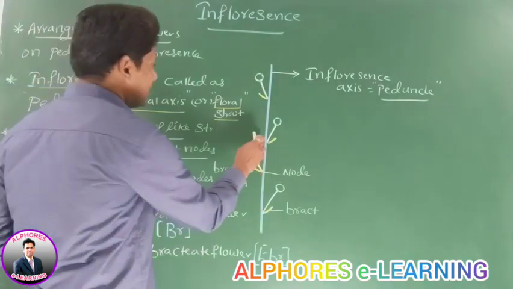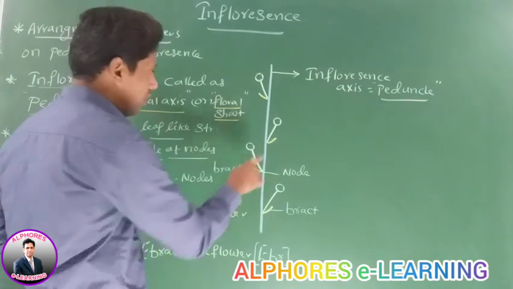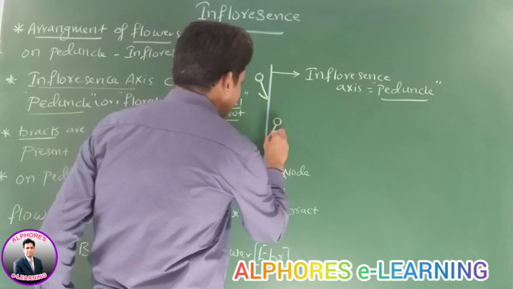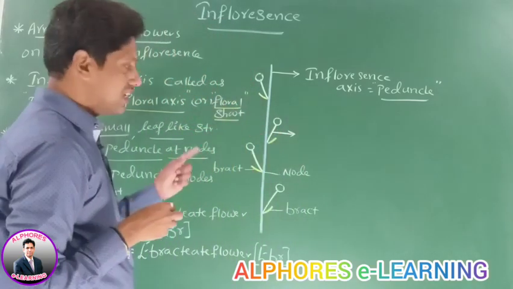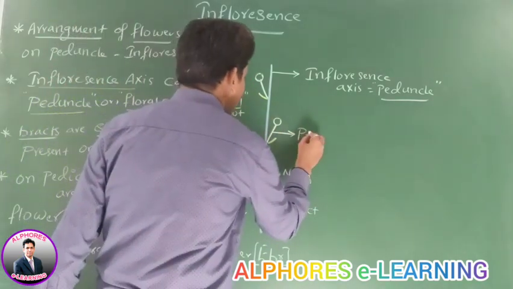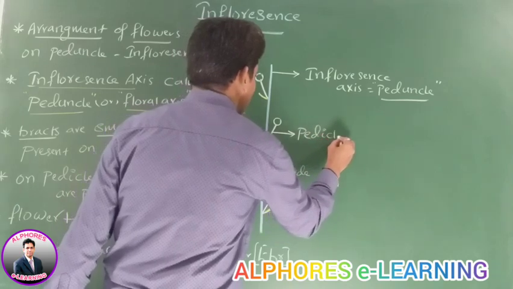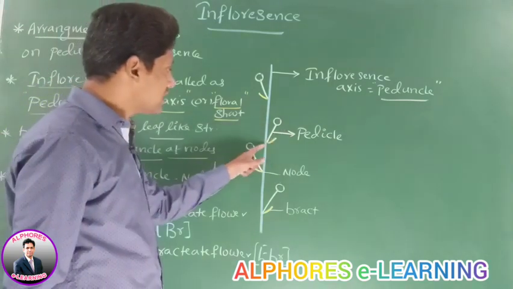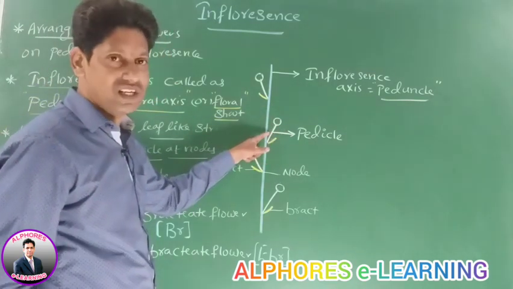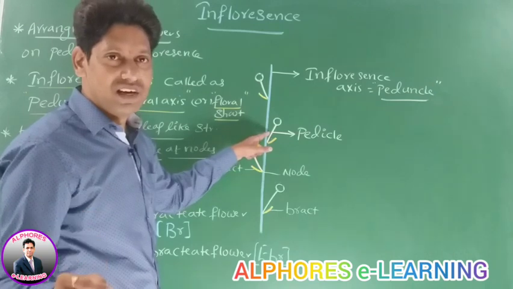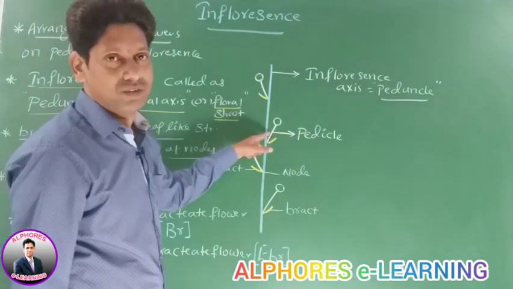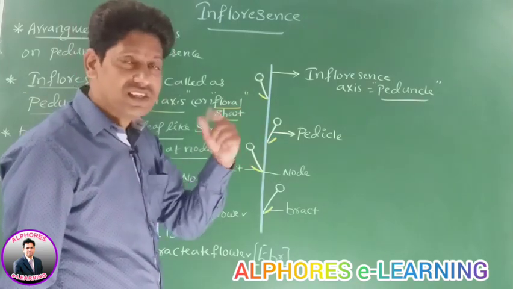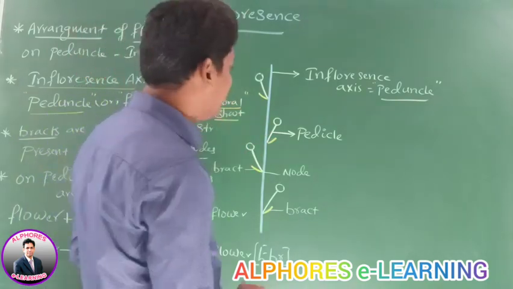Now listen here. Sir, this is a flower, right? See here, sir, this is the flower stalk. The stalk of flower is called as what, sir? Pedicel. The stalk of flower is called as a pedicel. Sir, is this flower with pedicel or without pedicel? With pedicel. Flower with pedicel, pedicellate flower. Flower without pedicel, sessile flower. Is this statement okay? Right?